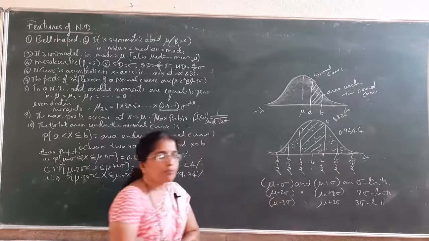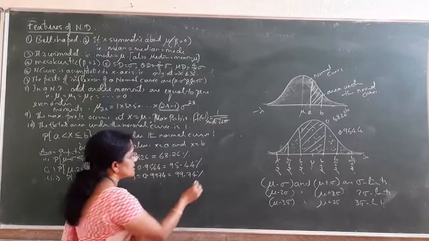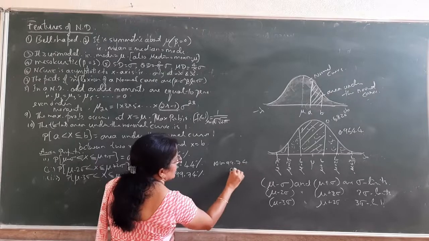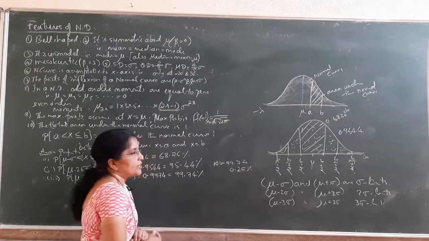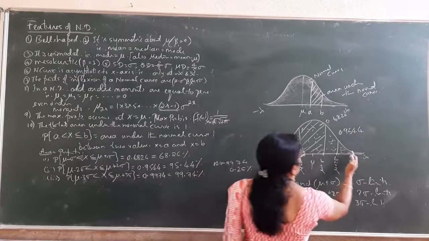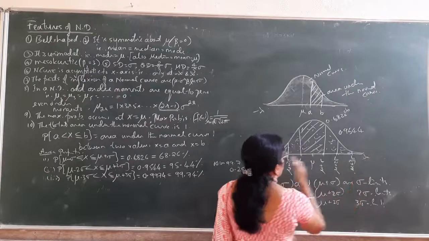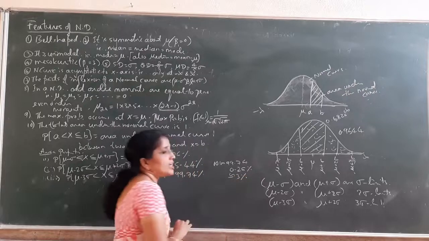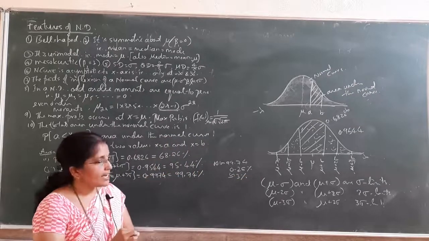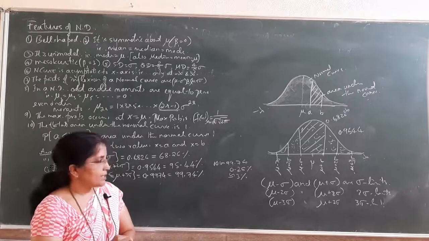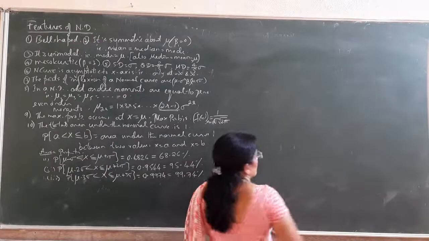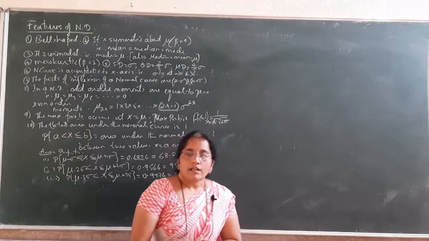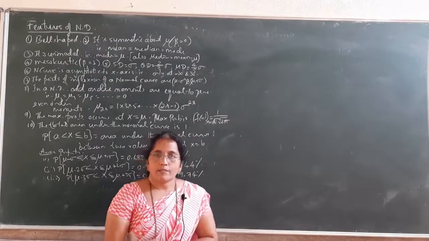So only a small percentage is remaining, that is 100 minus 99.74, that is 0.26% of the observations lie beyond 3 sigma limits, right? Approximately we can say only 3% of the observations lie beyond 3 sigma limits. Now, we know there are two parameters in a normal distribution, mu and sigma square.